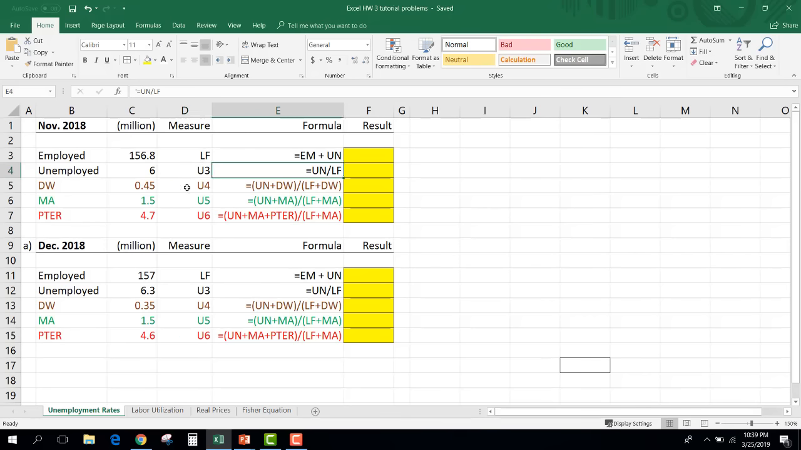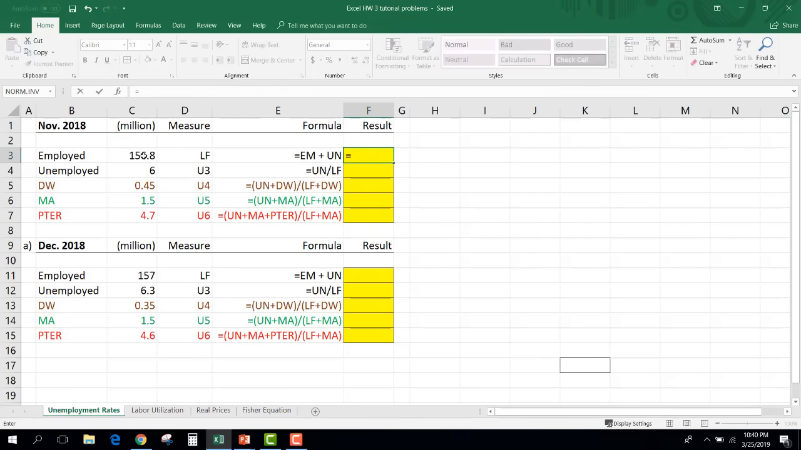And then as we expand up to U4, 5, and 6, what we do is we add something to unemployment. So we add in discouraged workers to both unemployment and the labor force. And then with U5, we add in marginally attached. We're basically saying, well, they're basically unemployed, even though they're not officially looking for work. We should probably consider them unemployed. That's what U5 does. And then U6 adds the PTER people, the part-time for economic reasons. And sometimes you'll recall that the U6 unemployment rate is called the underemployment rate. Okay, so let's begin by calculating the labor force.